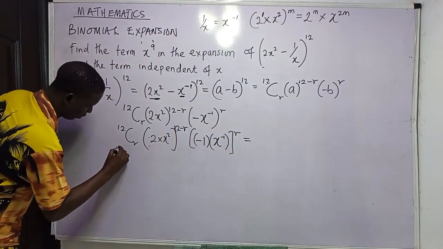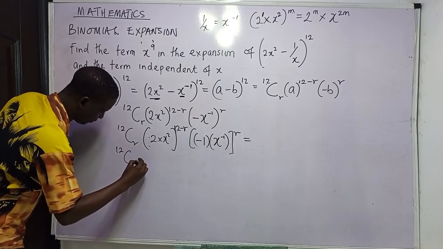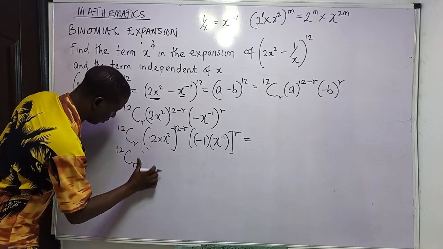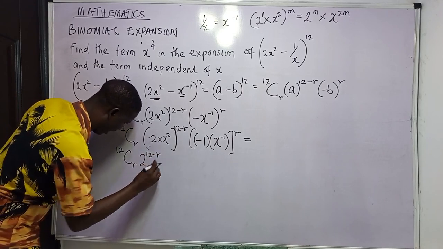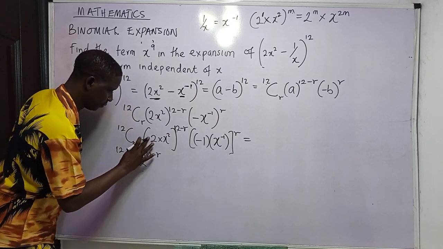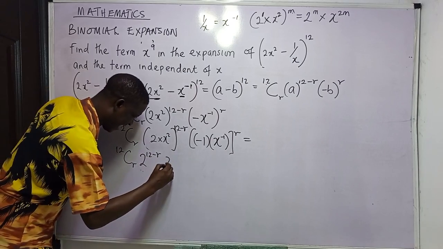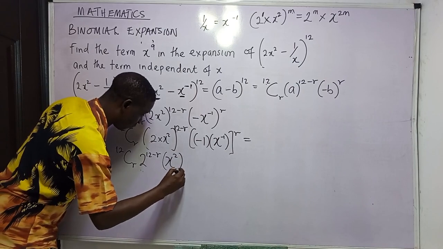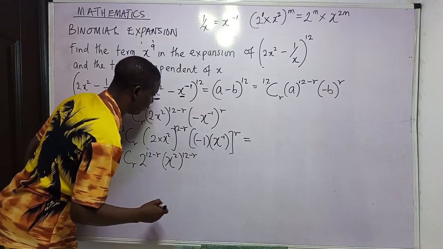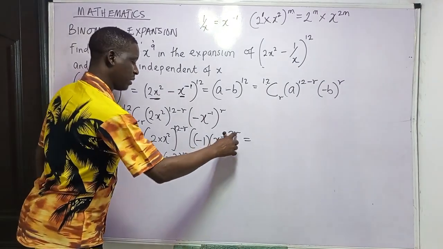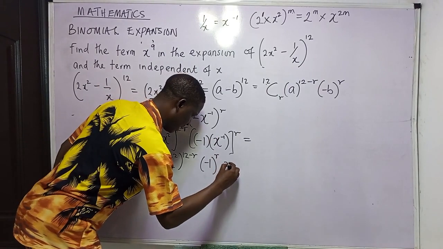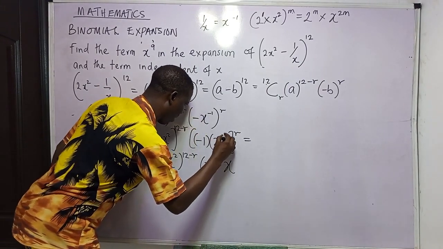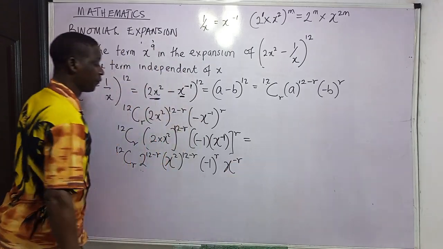So this one was 12 combination r into bracket 2 raised to power 12 minus r, then x squared all raised to power 12 minus r. Now, this one will become minus 1 raised to power r, then x to the power minus 1 times r, which is minus r.